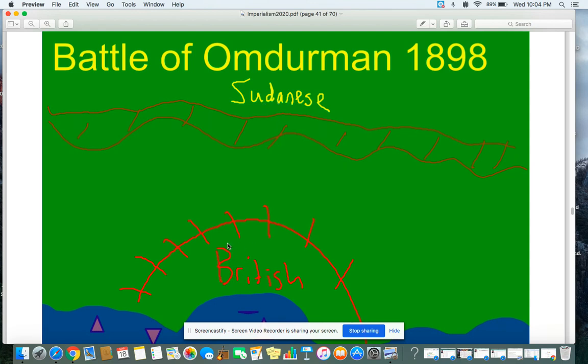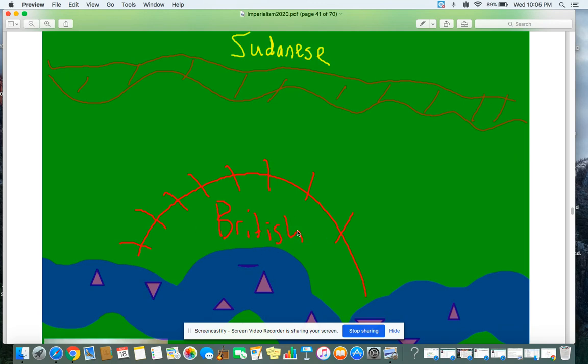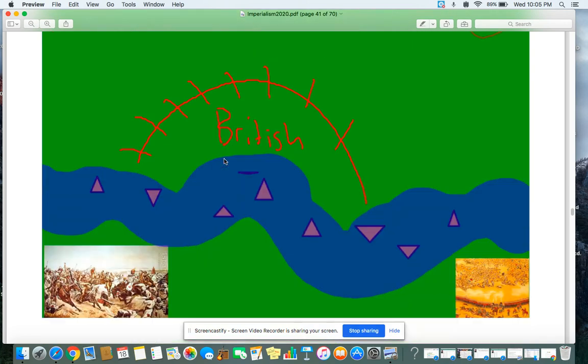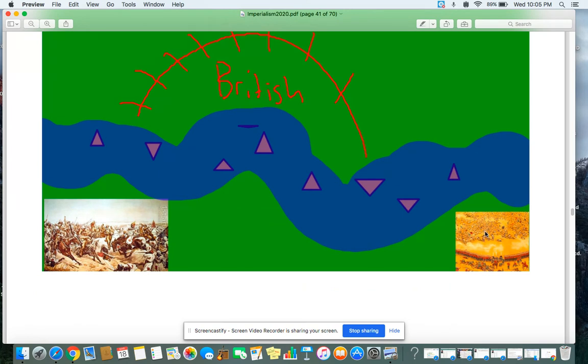And the British also made another mistake you don't want to make. Their back was up against the river here. And if you were to get overrun, there's nowhere to really go. But the British had steamboats and they had some Maxim machine guns. And here's a picture of the battle. I don't know if you can actually see it. These are the British, and these are the Sudanese who actually come running down the hill at the British.